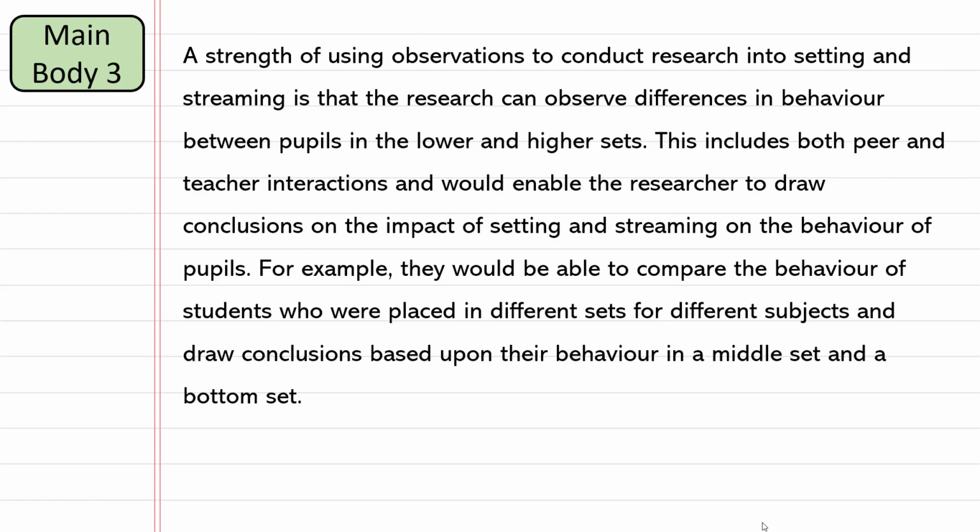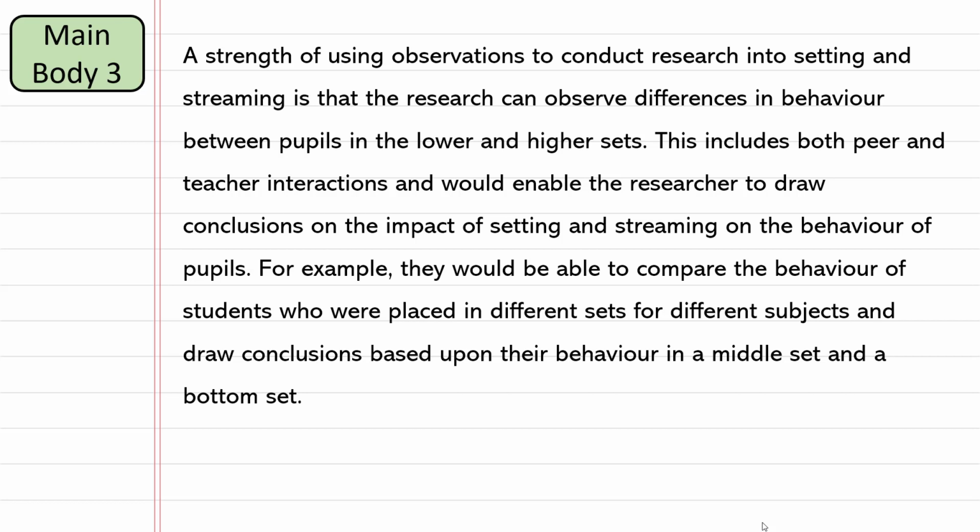Paragraph 3, a strength of using observation to conduct research into setting and streaming is that the research can observe differences in behaviour between pupils in the lower and the higher sets. So we know there are differences between the behaviours of those in lower and higher sets. So I'm talking about the what, the topic here. This includes both peer and teacher interactions. We know that's part of setting and streaming and would enable the researcher to draw conclusions on the impact of setting and streaming on the behaviour of pupils.